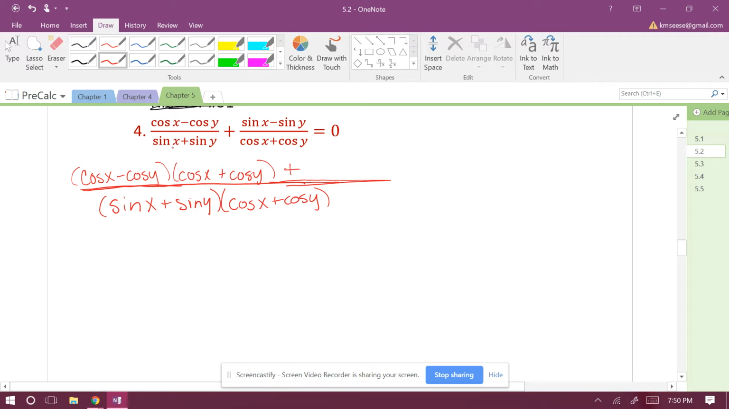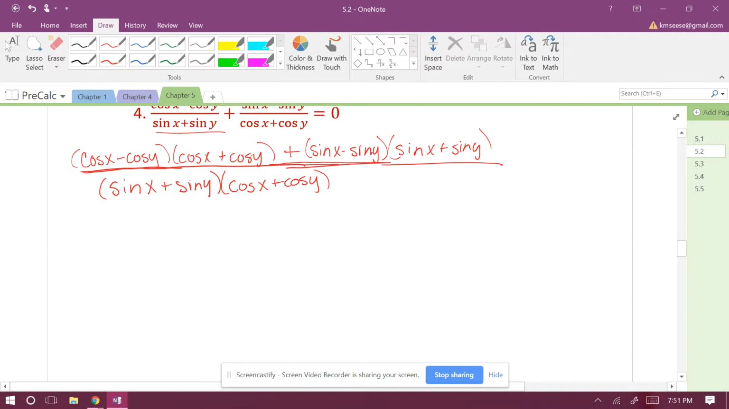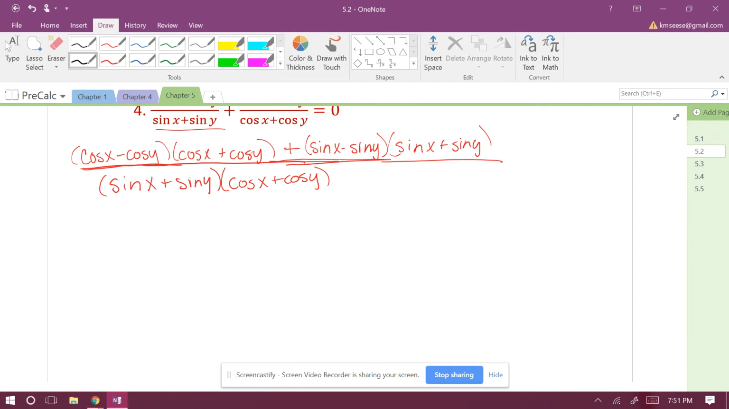plus my sine of x minus sine of y, times my denominator here, sine of x plus sine of y. It is a lot of algebra here, but you'll see it actually works out really nicely.